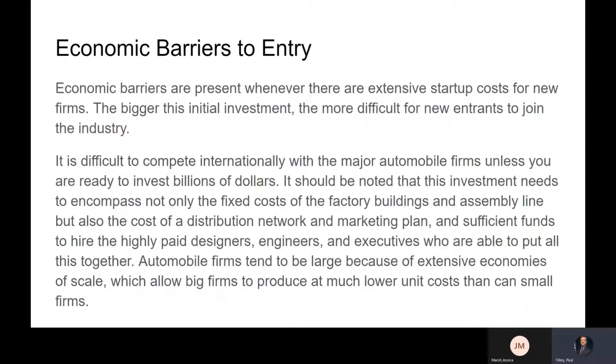It's a chicken and egg thing. You don't have enough cars to make it worthwhile to set up a service, yet you need service in order to sell more cars. So the automobile industry tends to be a big, big issue with regards to this. You know, you need big dollars and big investment in order to get into that business.